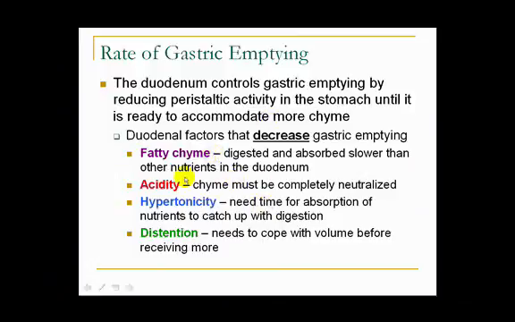The other thing is how acidic the chyme is. The duodenum has to neutralize the chyme. So if the chyme is very acidic, you're going to have to secrete more sodium bicarbonate, which comes from the pancreas and gets dumped into the duodenum to neutralize that acidity. So again, it doesn't want any more chyme until it can deal with that. So it'll slow down the contractions in the stomach. How hypertonic it is: if it's more hypertonic, it has more solutes, so it's going to take longer to absorb all those solutes. And then distension, the volume that it receives. It needs to deal with that volume before it receives more. So these are the things that will decrease gastric emptying.